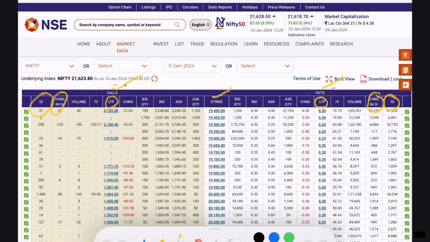Basically, the change in open interest will show if a new contract has been added or an existing contract has been squared off. And the volume is the total trades that take place in a day. Every single buy and sell order is considered an individual trade, and collectively that is how many trades have been executed on a daily basis.